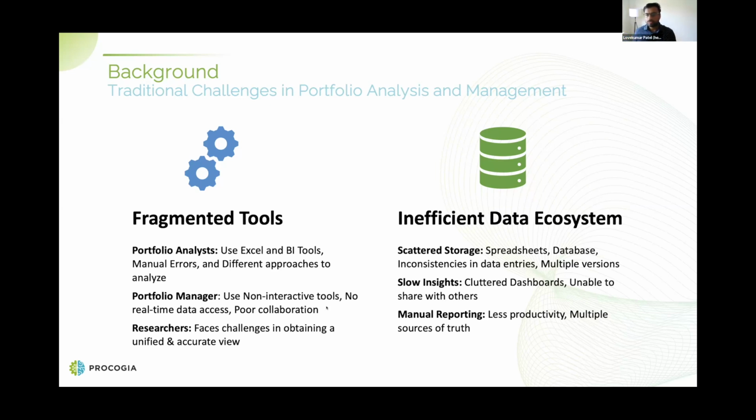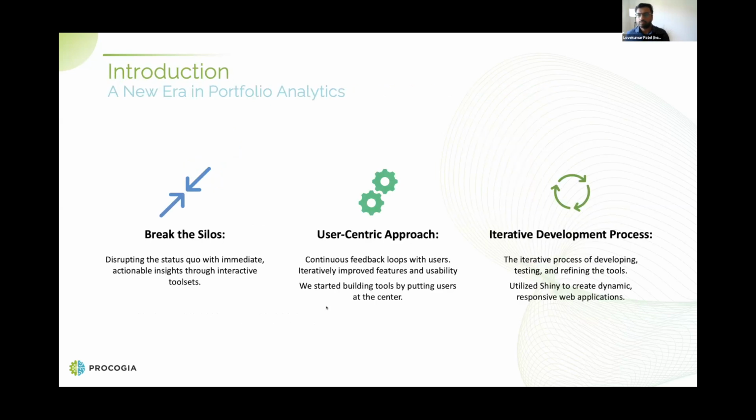To solve all these problems, we used R and Shiny, and we put our users at the center. We started building features and tools slowly in an iterative process, meaning we design, develop, test, and release in an agile fashion, continuously getting feedback from the users, which really helped us get to what we have today.